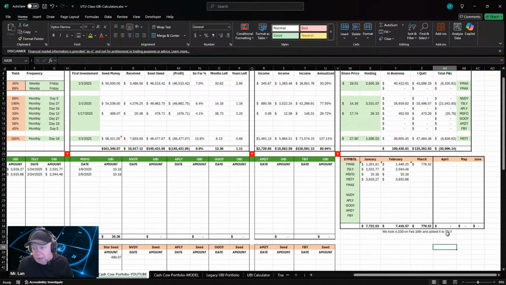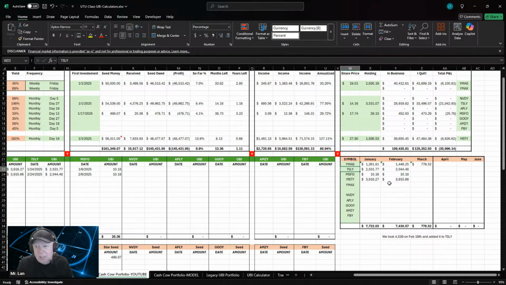February 19th, added it to Tesla. We took $4,539 on February 19th and added it to Tesla. I made that note because I wasn't exactly sure how I was supposed to. I can't remember why I put that in there. I think that was some of our profits. I don't know. Anyway, we got March, YMAG.